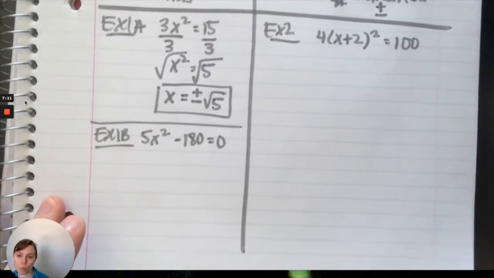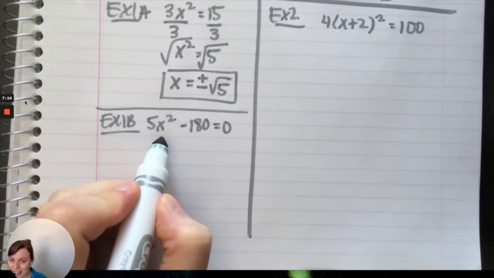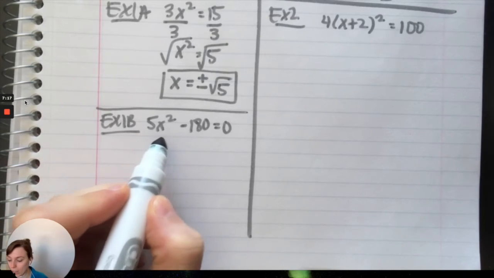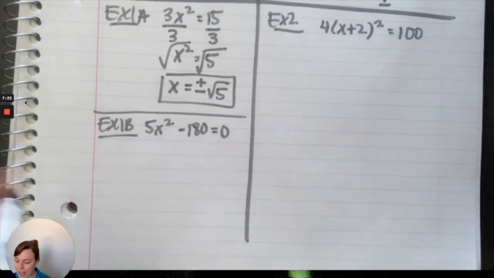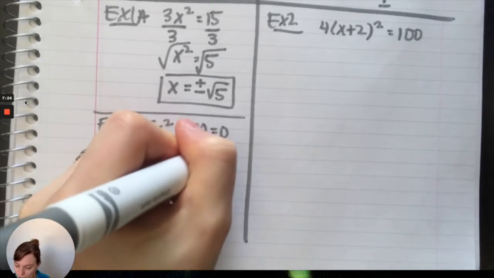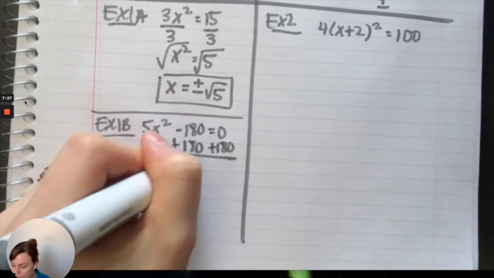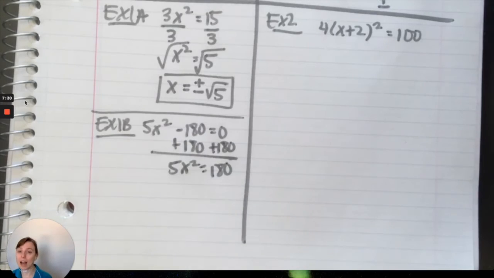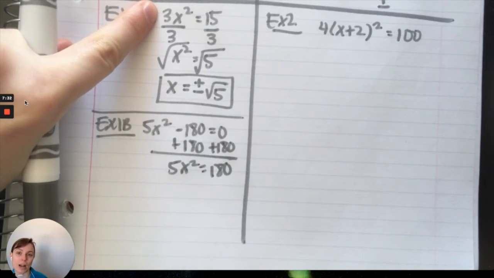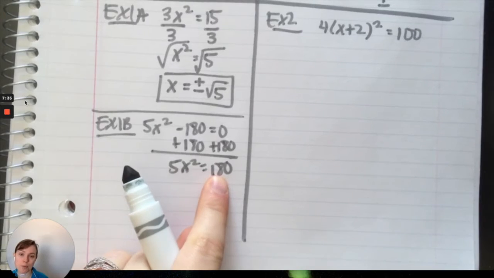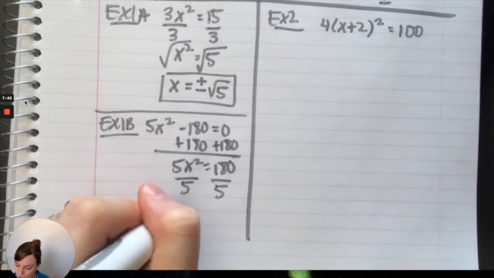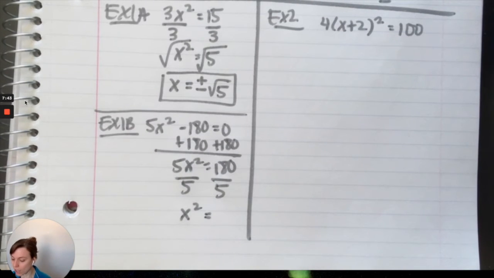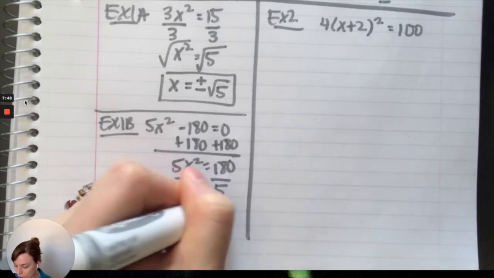All right, example 1b. So I need to get the x squared by itself. So I should be able to divide by 5, woohoo! But like a normal equation, I'm going to actually add this 180 and eliminate that 180 first. So I'm going to end up with 5x squared equals 180. Now it's in the form that we had example 1a in. Now that I've got that constant moved over, I just have a coefficient, so I can divide by that coefficient. Keep that x squared on there. 5 goes into 180 36 times, so it is 36.